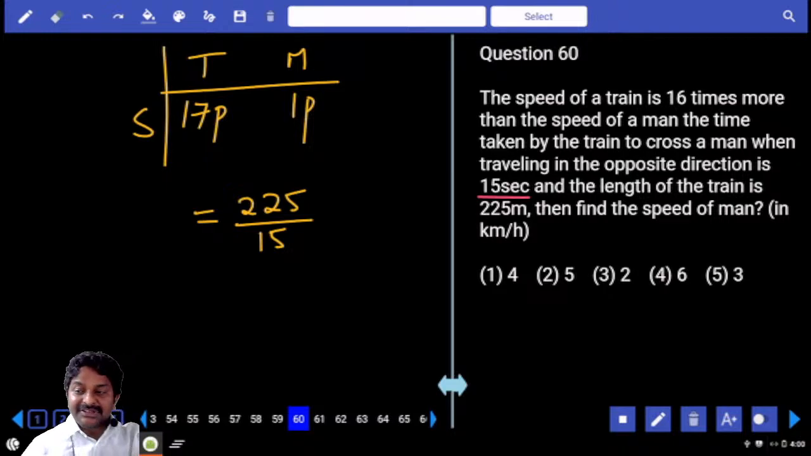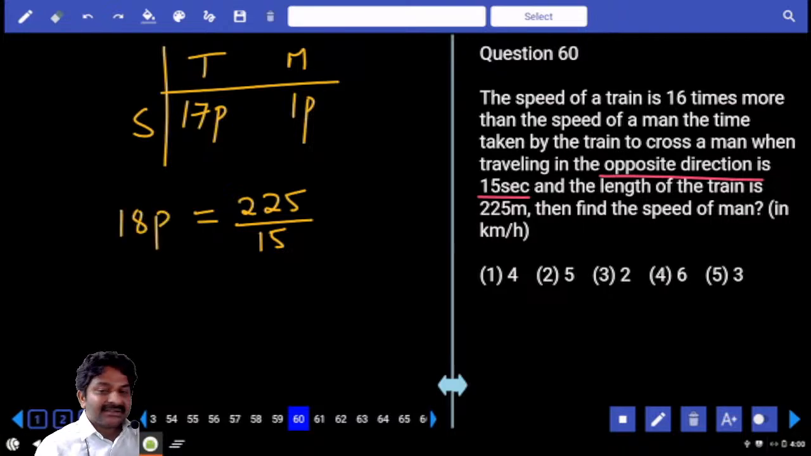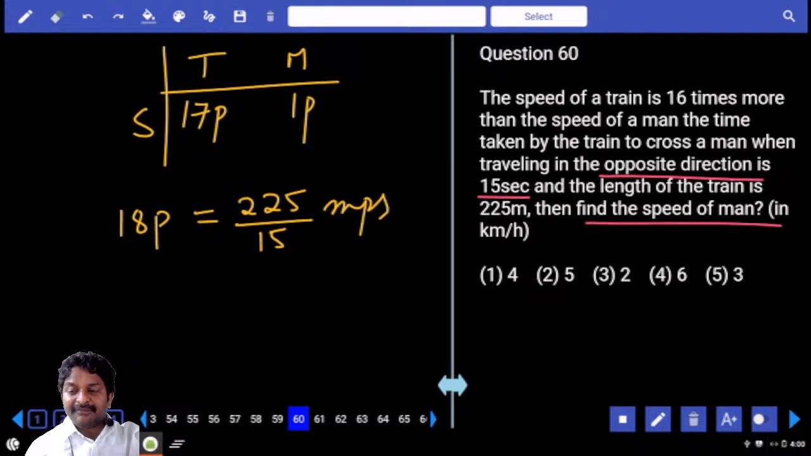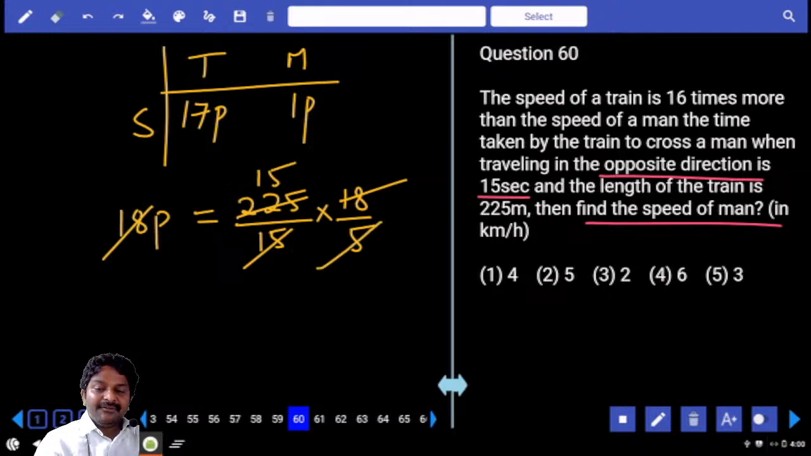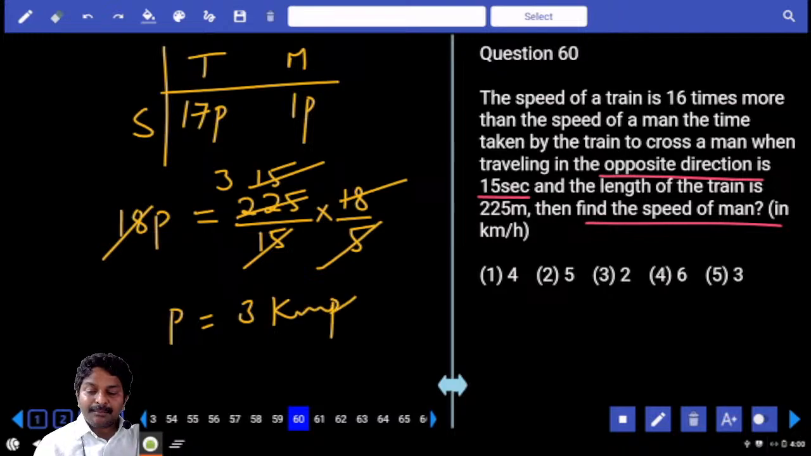In which direction they are moving? Then relative speed S1 plus S2, which is equal to 18 parts, and the answer is in meter per second. Find the speed of the man in kilometer per hour. We were asked to convert meter per second to kilometer per hour, which is into 18 by 5. Speed of the man, how many parts is that? 1 part. 18 gets cancelled. 15 times 5, 3 times. P is equal to 3 kilometer per hour.